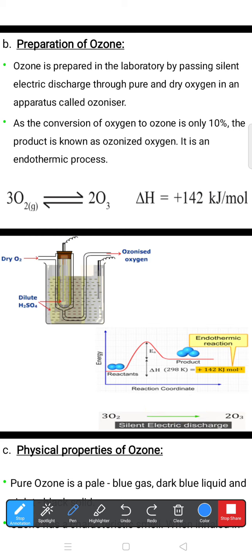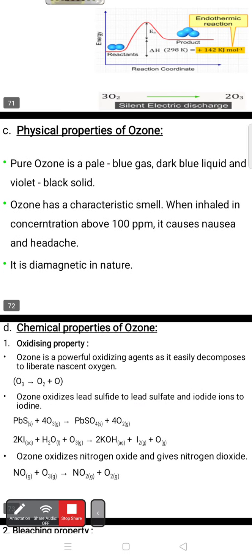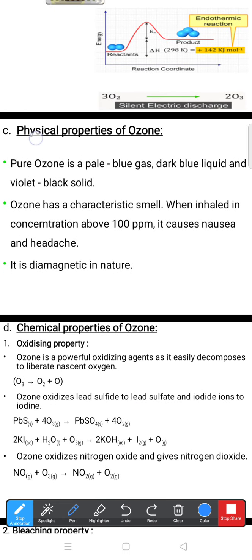Then we'll see the physical properties of ozone. Pure ozone is a pale blue gas, dark blue liquid, and violet black solid. Ozone has a characteristic smell. When inhaled in concentration above 100 ppm, it causes nausea and headache. It is diamagnetic in nature. Now we'll see the chemical properties also.